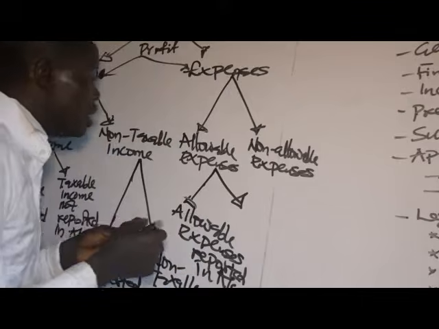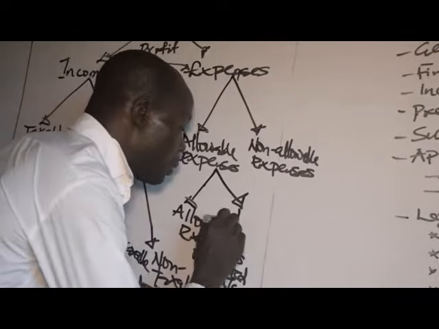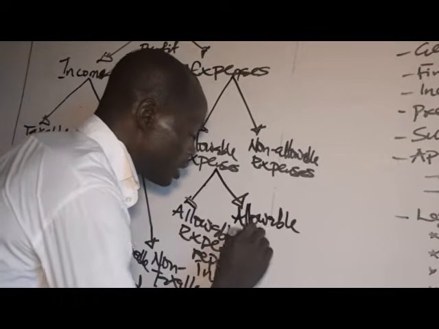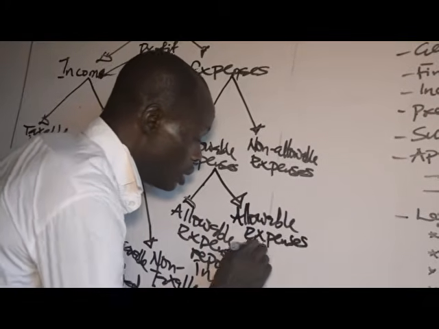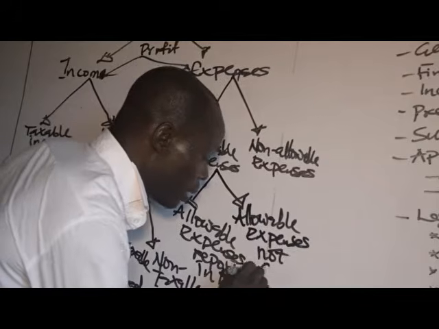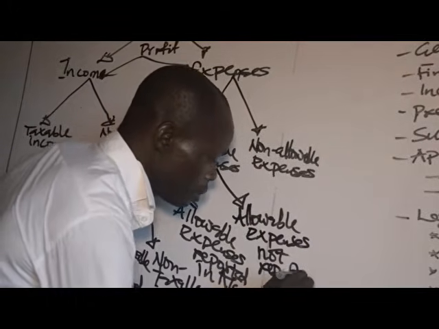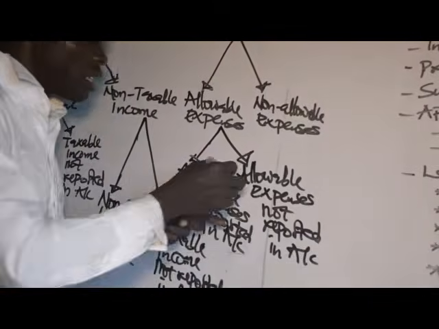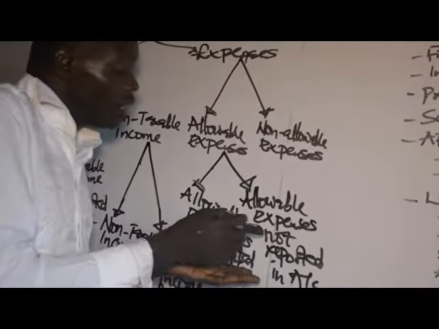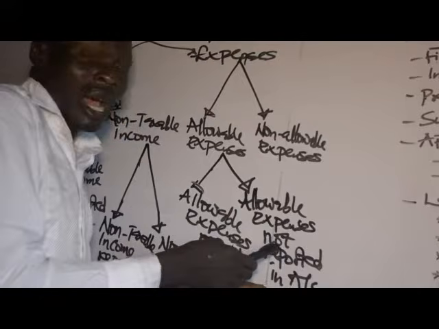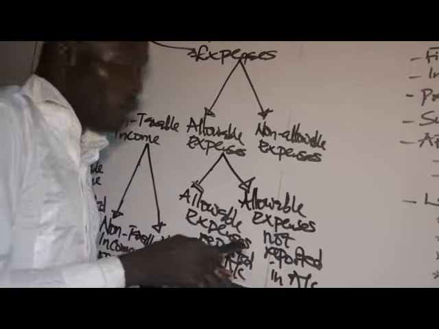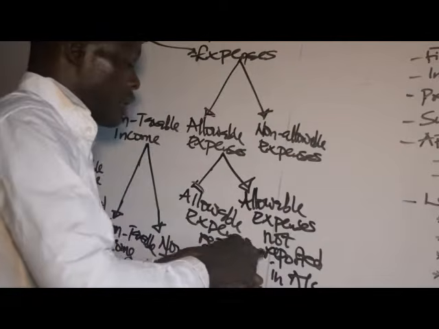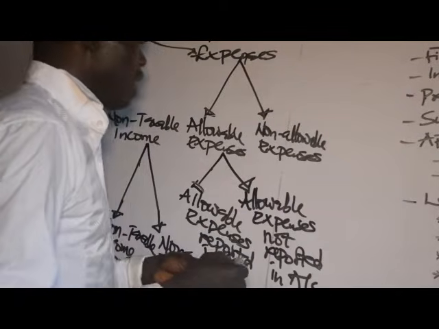Then the second one is allowable expenses not reported in the account. These expenses are acceptable for deduction, but they have not been deducted in arriving at the net profit figure reported in the income statement. So we call them allowable expenses not reported in account.